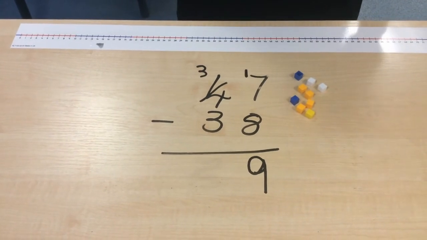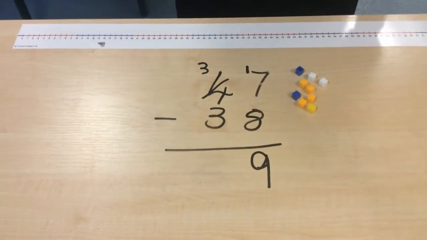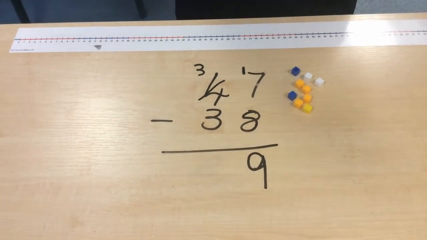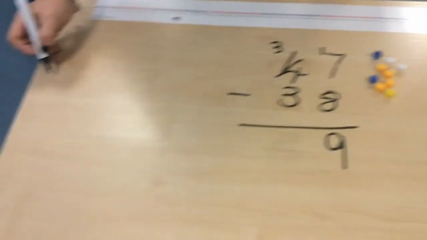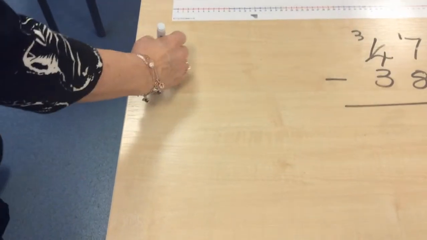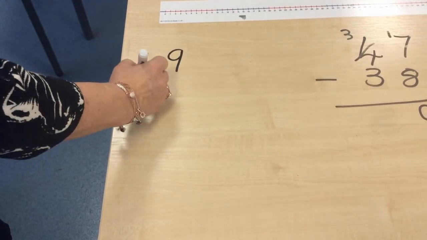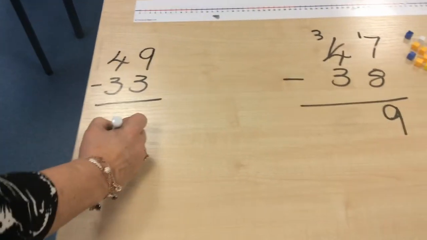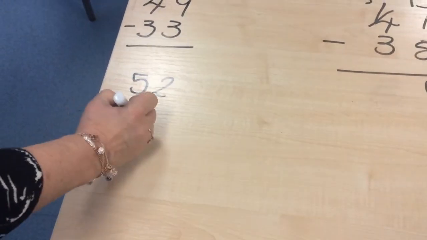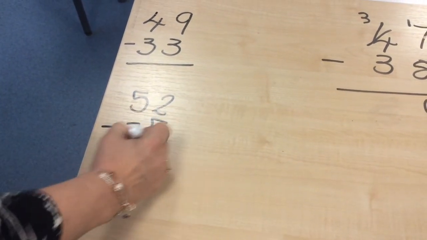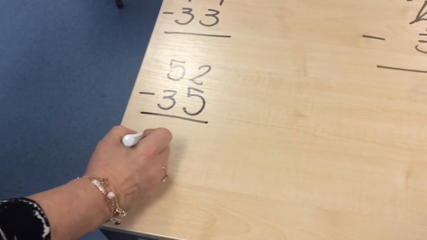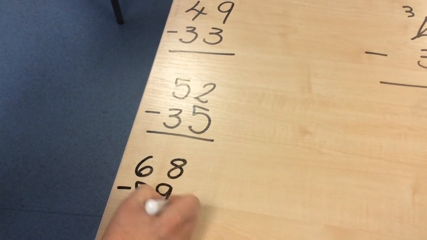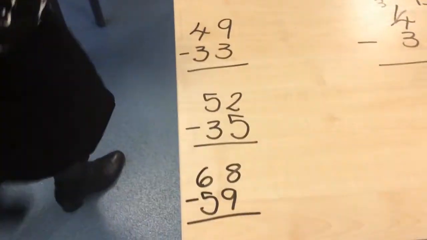I'd like you to have a go at this activity. I want you to perhaps ask somebody in your house, can you give me a 2-digit number? Or you might want to practice these at home. 49 take away 33. 52 take away 35. And one more, 68 take away 59. Have a go, let me know.